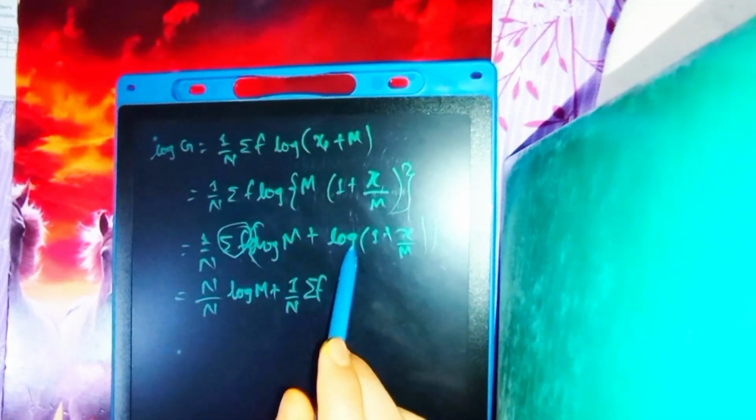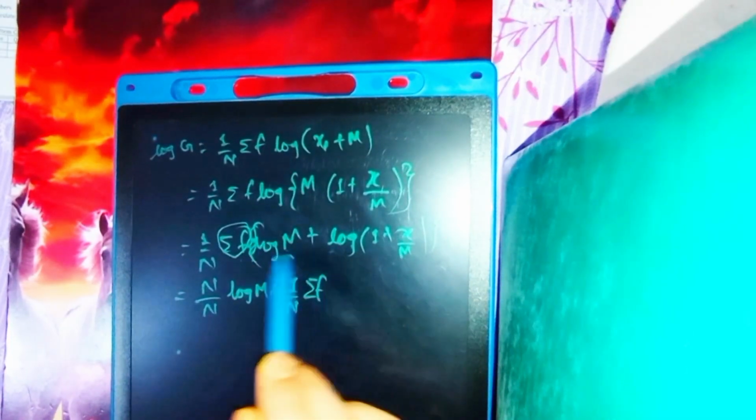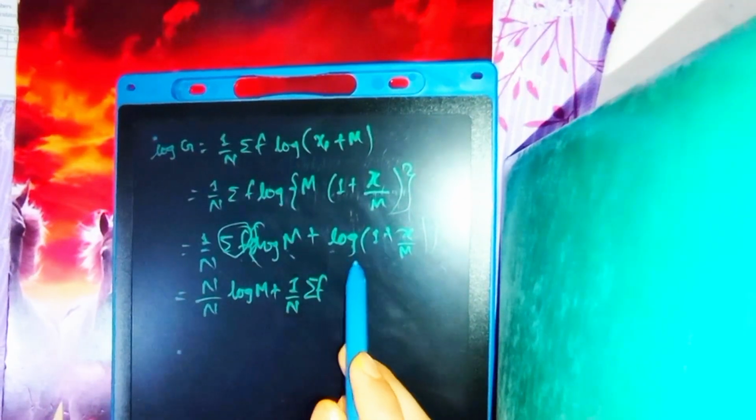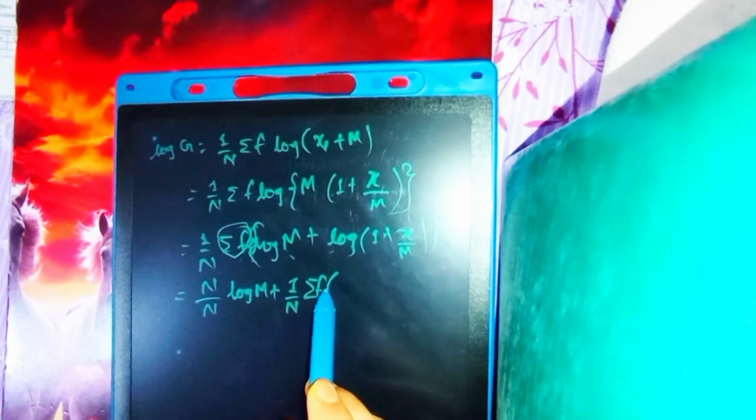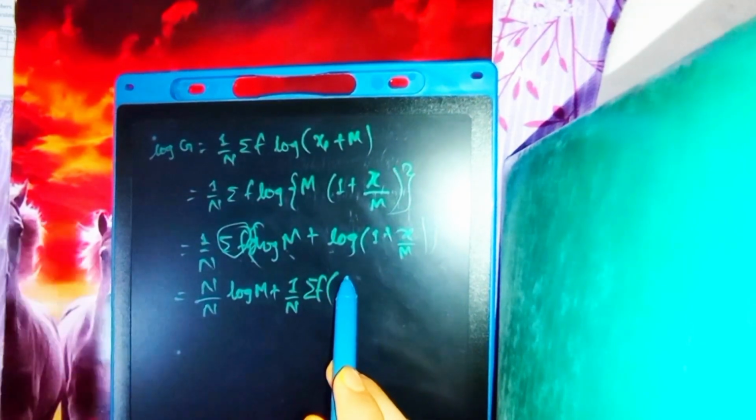So summation f will also be multiplying this log term, and 1 by n will also be multiplying this term. So log 1 plus x, we use this again: log 1 plus x is equal to x minus x square by 2 plus x cube by 3, and that goes on.